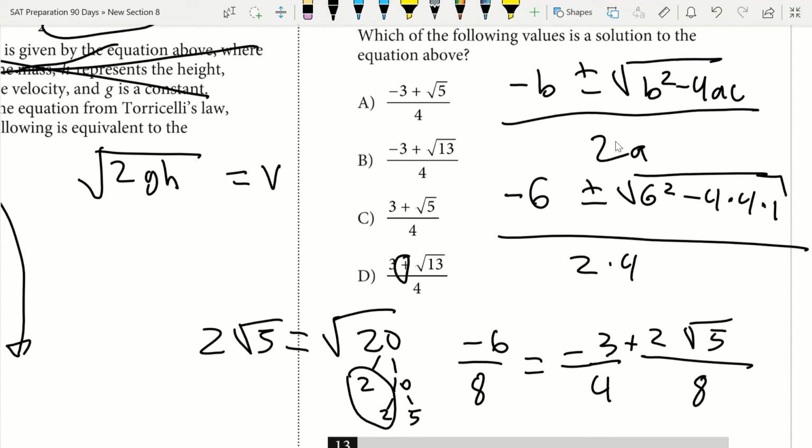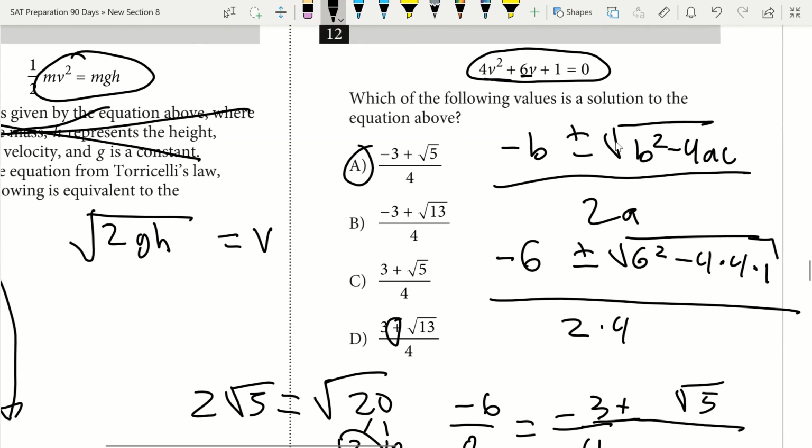Well, now I see I can cancel this 2, make it a 1, cancel the 2 out of the 8, and make it a 4. Okay, so now I can just connect this here, take away my 1, because 1 times root 5 is the same as root 5, and I have negative 3 plus root 5 over 4. So my answer is going to be A. So that right there is question 12, and we see our answer choice has to be A.